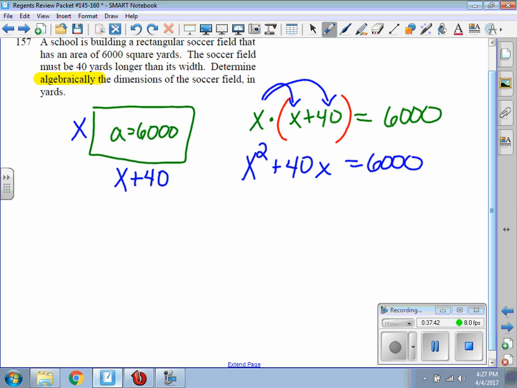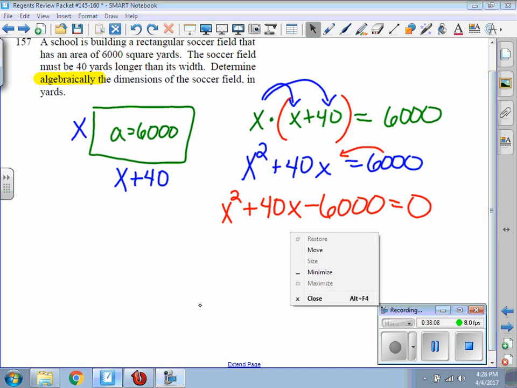In order to factor this, or in order to solve it, I would have to have one side equal to 0. So I'm going to bump the 6,000 over to the left to join all of the other terms. When I do that, it changes to a minus 6,000 equals 0. Now, yes, you can go over to the calculator and ask what your zeros are, so that you can figure out how to get your factoring.